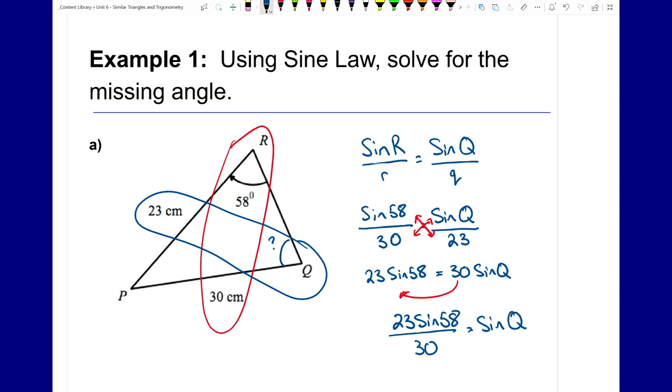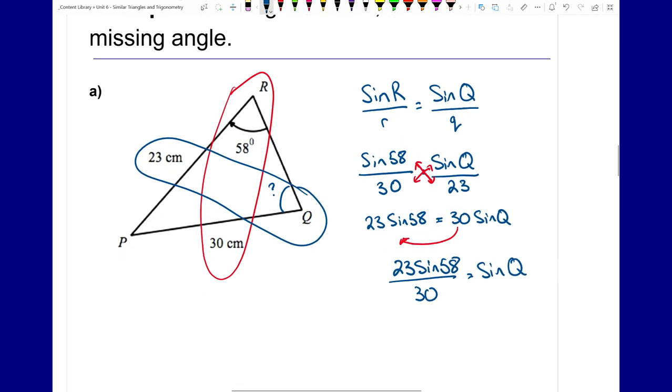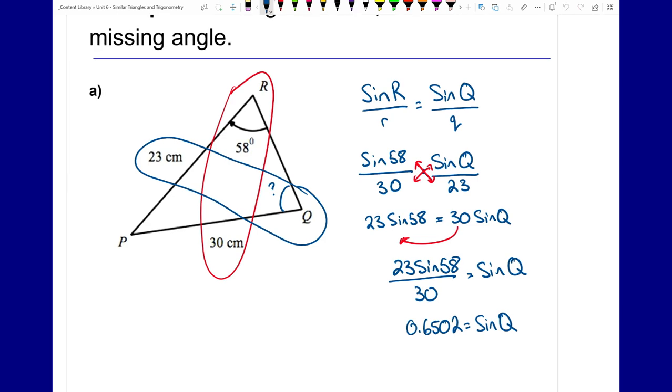Now this is very similar to our last lesson, where we would be left with a variable on one side and we calculate the other side to get our answer. However, if I calculate the one side, 23 times sine 58 divided by 30, we get 0.6502 equals sine Q. That doesn't quite make sense for an angle.